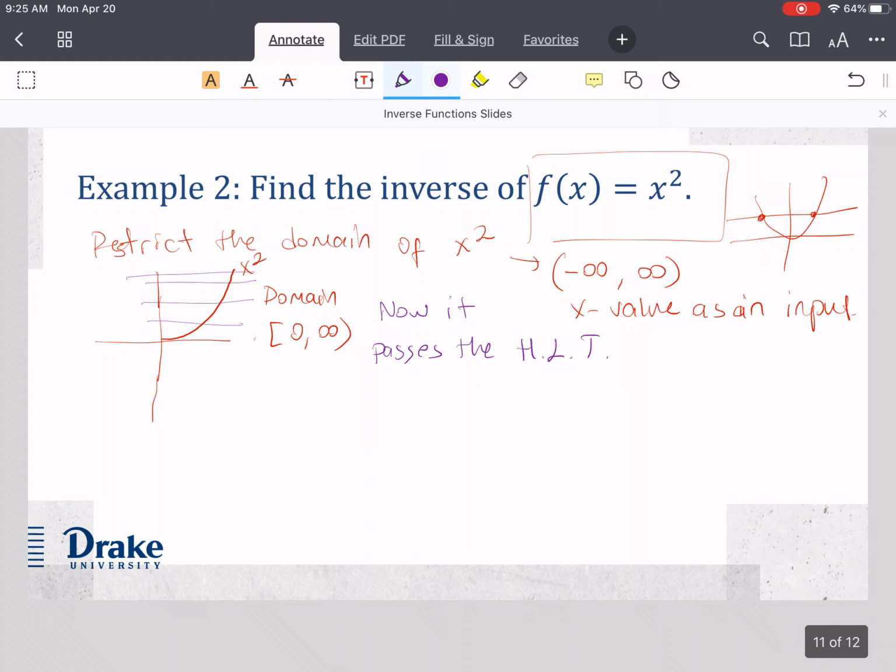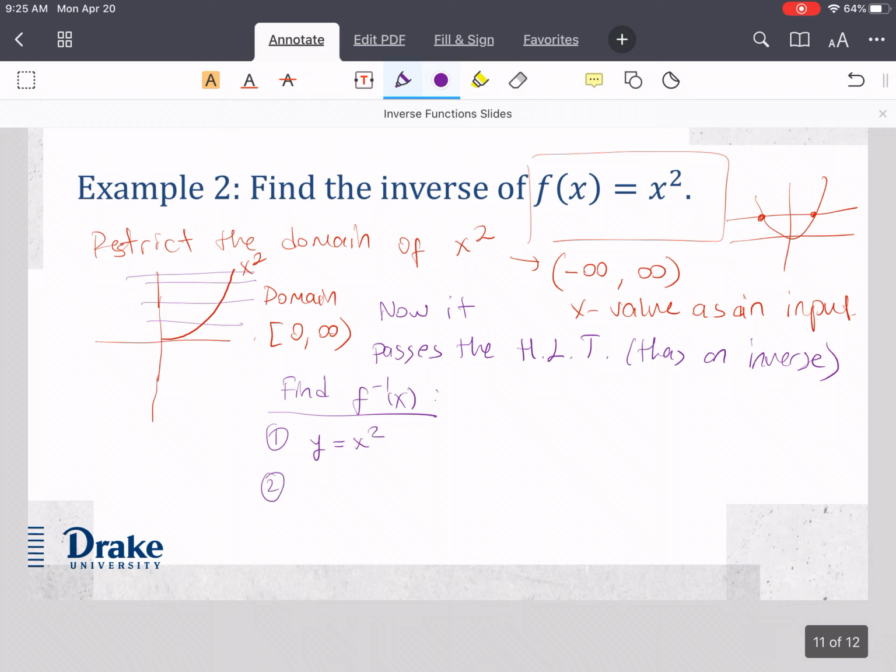Okay, so now we know it has an inverse. But what is it? How do I find that function? Well, the way I find that is I use that practical approach that I just showed you. So I'm gonna find f inverse. So first thing I do is I write my original function as y equals x squared.